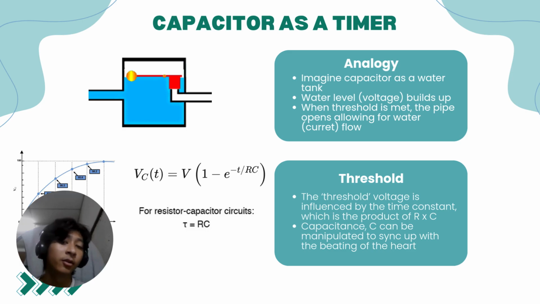So let's look a bit more into this threshold. The threshold is basically influenced by the time constant, which is defined by the product of R times C, which is the capacitance. So therefore, the capacitance can directly affect the threshold, as you can see in this equation over here. So this threshold is basically what we use as a timer. We can time the threshold to be met when we need the heart to start beating, but we still need to look at how exactly they time it to only beat when there is an abnormal activity in the heart. So let's look a bit into it.